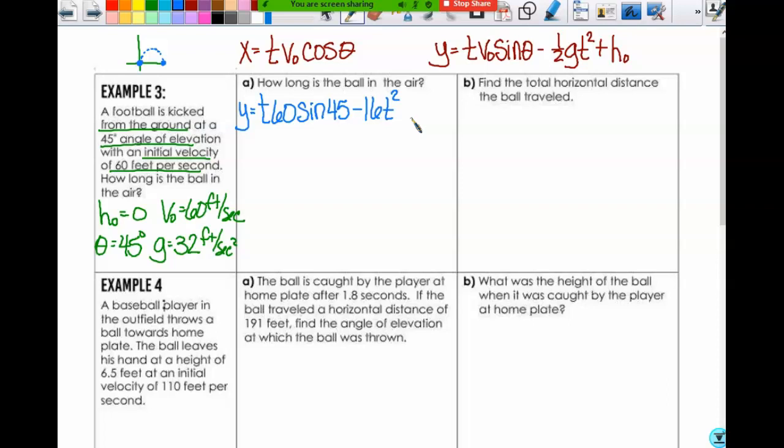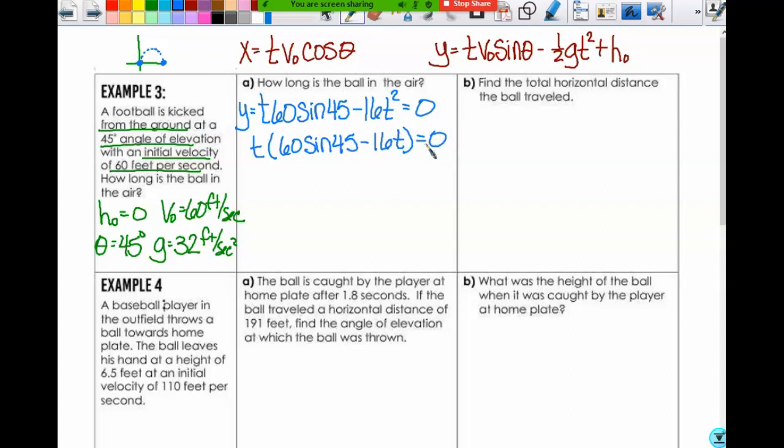If I want to know how long it's in the air, I have to find the zeros, right? I have to find these 2 spots, even though I don't care about this one, I want this one. That's true when y equals 0, so I set it equal to 0. It's a quadratic. How do we solve quadratics? What's the first thing we usually try? Factoring. Can I factor this at all? Do you have a GCF? Yep, that's always the first thing you look for. I got a GCF, so I'm going to factor out that t. That leaves me with t times 60 times the sine of 45 minus 16t, and all that equals 0.